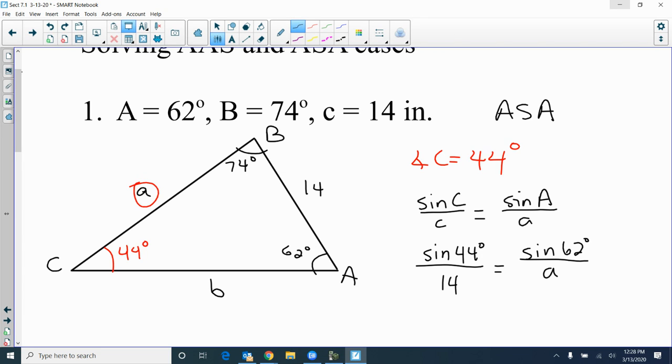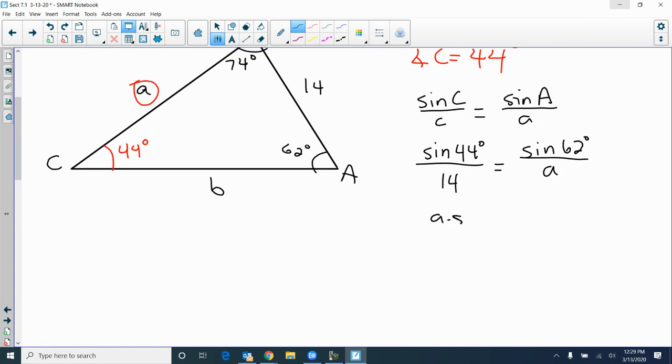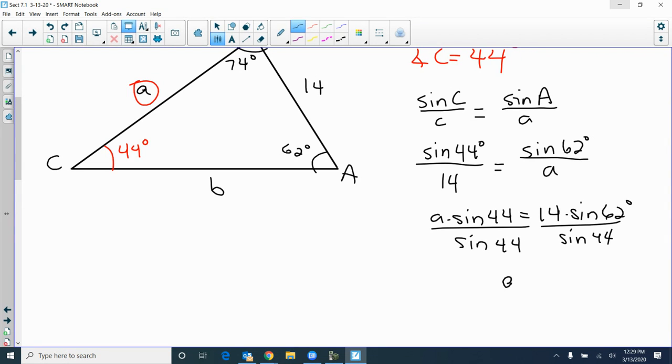Round to the nearest 10th. So you get A times the sine of 44 equals 14 times sine of 62 degrees. Divide by sine of 44. Make sure you're entering everything in there correctly. And then Brittany, Jordan, let me know what you get. 17.8. 17.8? All right. 17.8.